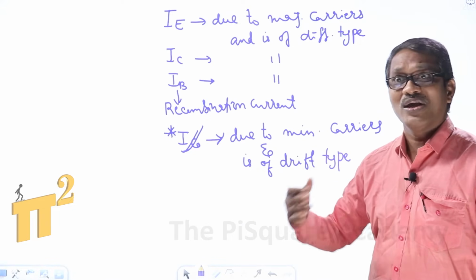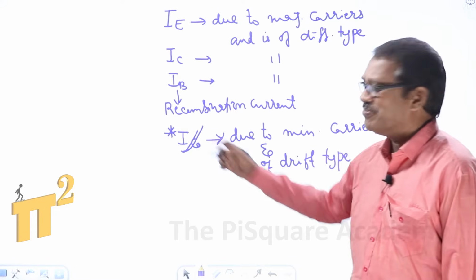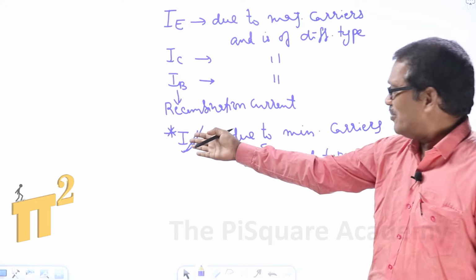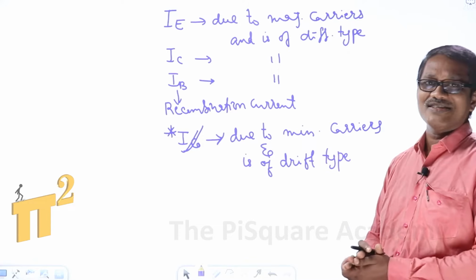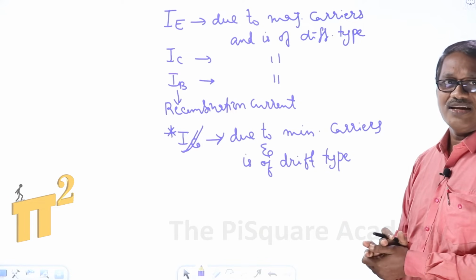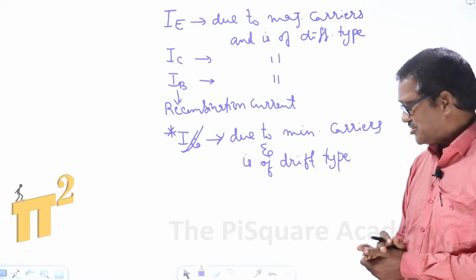Why? Because that is due to external thermal energy. Have you understood this? This is very important. All three major current components are of diffusion type, but only one current component in the transistor is of drift type. That is, external thermal energy causes this current component. Have you understood this? Right?